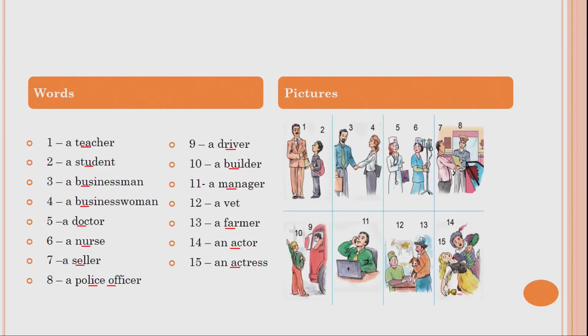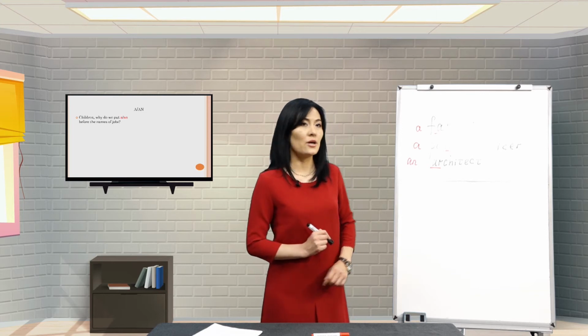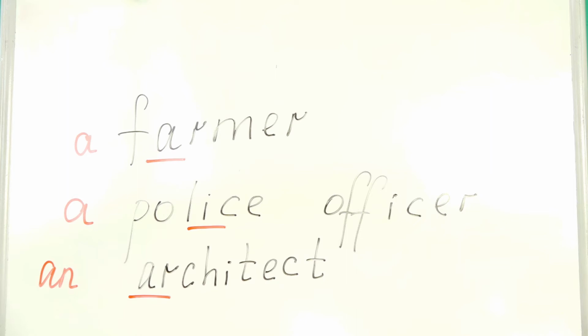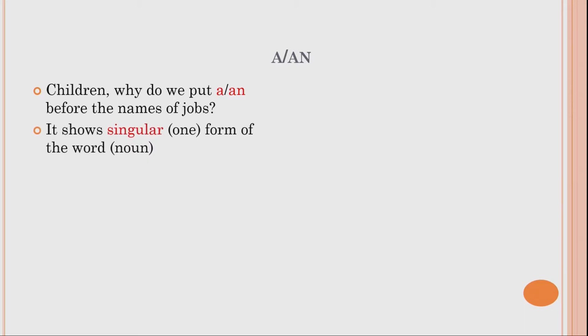Okay, look at the words and try to remember. Okay, let's continue. Okay, children, when you see the words, we have letters A, N. Why do we put them before the jobs? It shows the singular form of the word. For example, one farmer, a farmer.